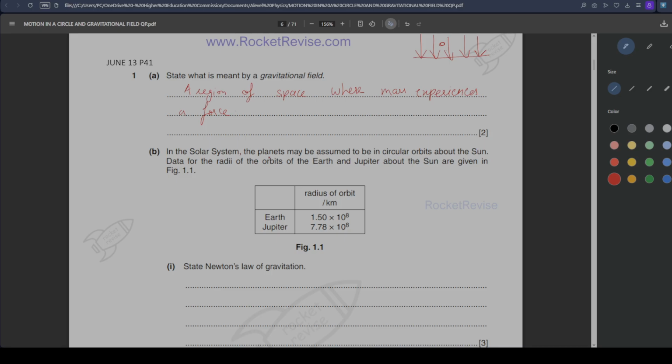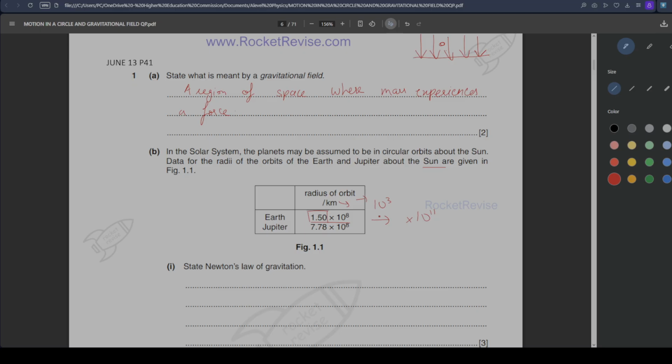उसके बाद they've given us a table with the radiuses of two orbits, Earth की orbit और Jupiter की orbit. I believe this is going to be around the sun. In the solar system, the planets may be assumed to be in circular orbits around the sun. The data for the radii of the orbits of the Earth and Jupiter about the sun are given. ठीक है. And again, this is given in kilometers. तो जब भी हम इसको use करेंगे, we're gonna be multiplying this value with 10 power 3. So if we just add it, हमने numbers को multiply करना होगा 10 power 11 से. ठीक है. So 10 power 8 is gonna turn into 10 power 11.